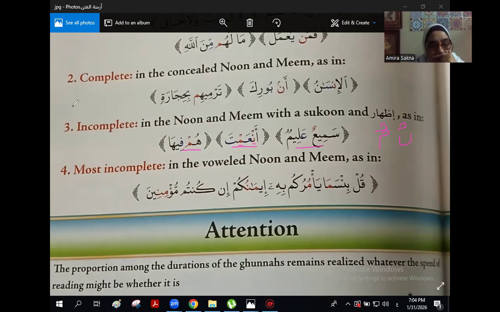Okay. And the last level, number 4, is the most incomplete. This is the shortest. It is in the vowelled noon and meme, when noon or meme have a haraka, short vowel. This is the shortest, the most incomplete.